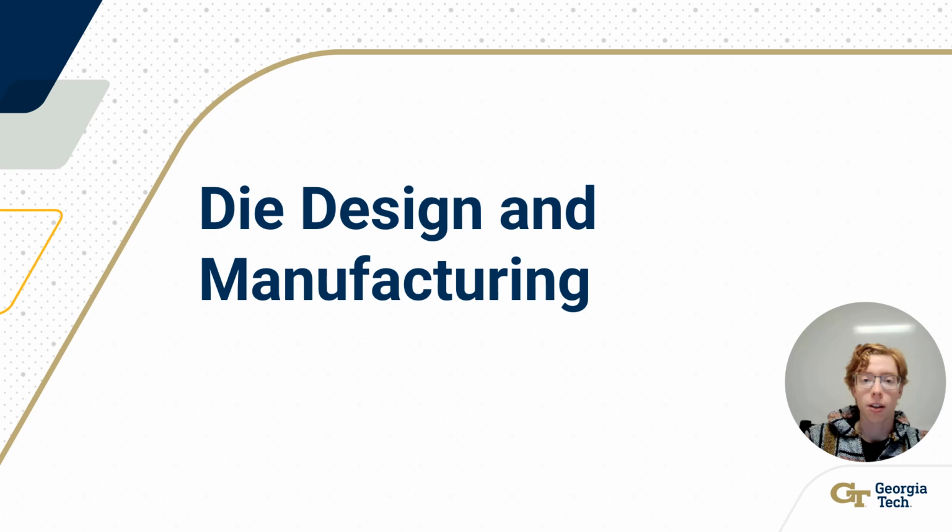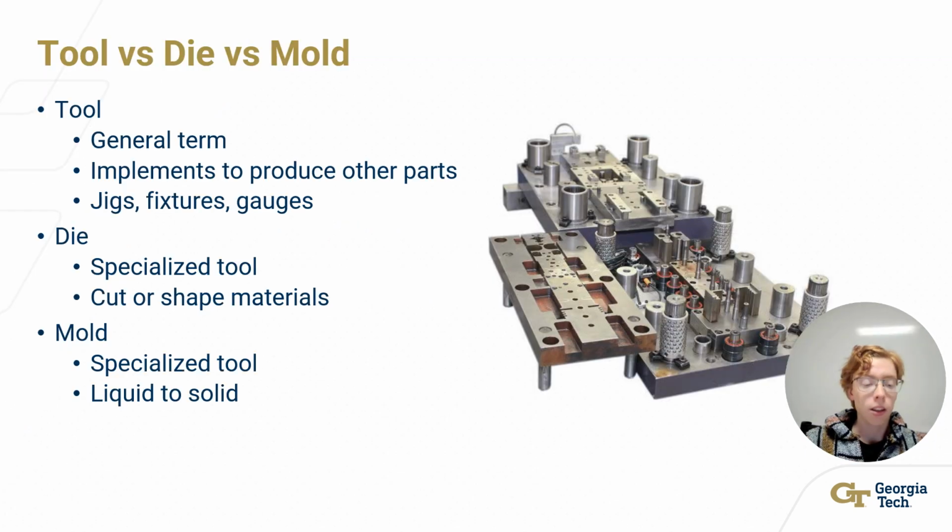Die design and manufacturing. The terms tool, die, and mold are often used interchangeably, but they refer to different things. Tool is a general term for implements used to produce other parts. Tools can have a wide variety of functions, including cutting, measuring, assembling, or holding the workpiece. Examples of tools include jigs, fixtures, and gauges.